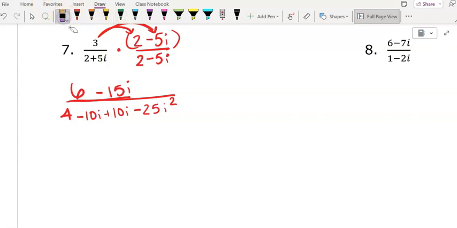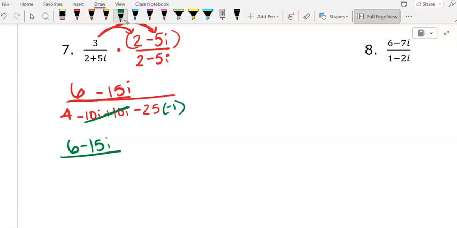Let's see what happens. Okay, so now negative 10i plus 10i. Well, those canceled out. Those went away. That became 0. And now I have negative 25i squared. Well, i squared is just negative 1. So let's get rid of that and turn that into a negative 1. So really up top, I have 6 minus 15i. On the bottom, I have 4 minus 25 times negative 1. Well, negative 25 times negative 1 becomes positive 25.